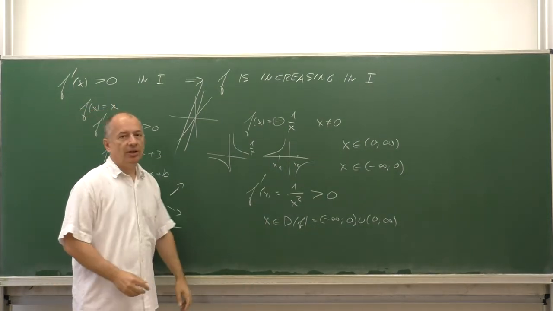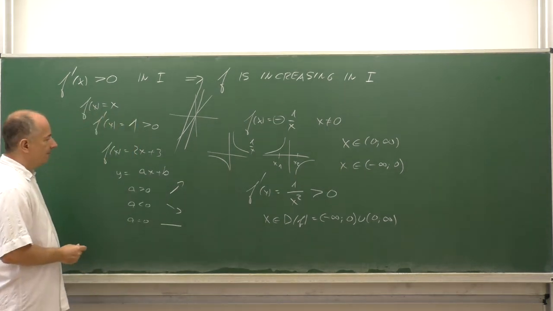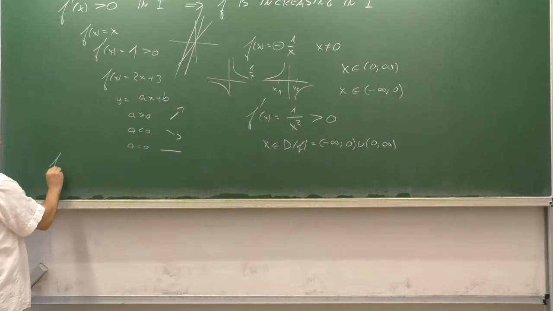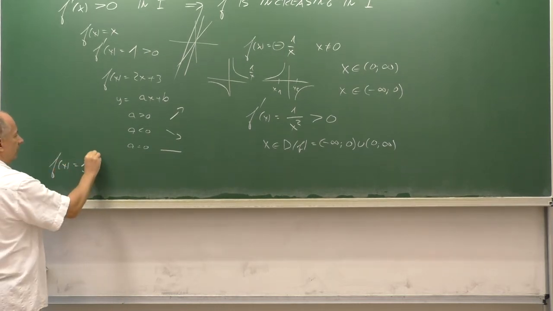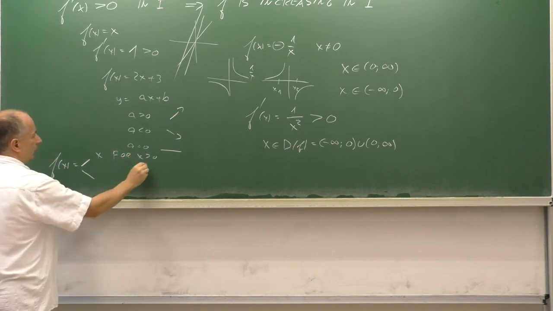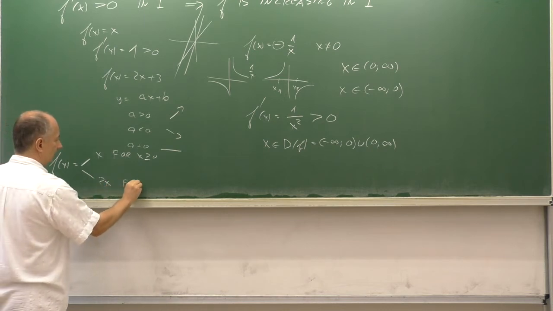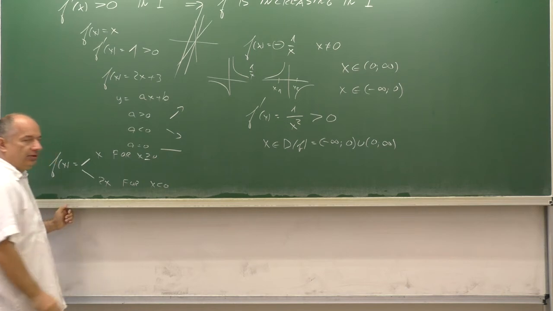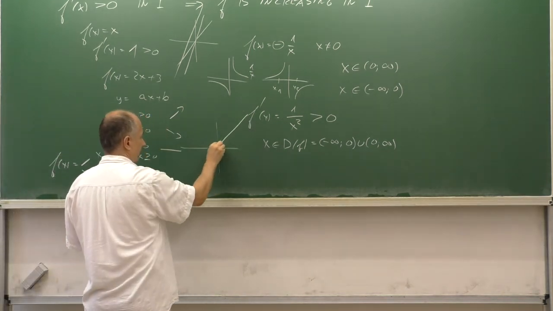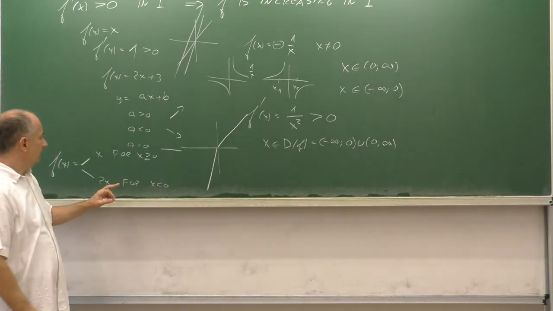But still, we can generalize this theorem. We can relax this condition a little. Namely, imagine a function, say f(x) is equal to x for positive x, and equal to 2x for x less than 0. So it is x for positive x and 2x for x less than 0.